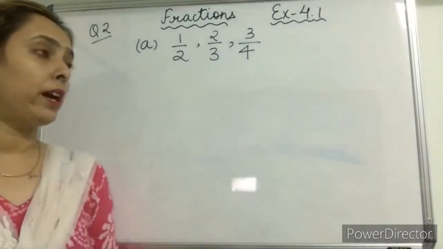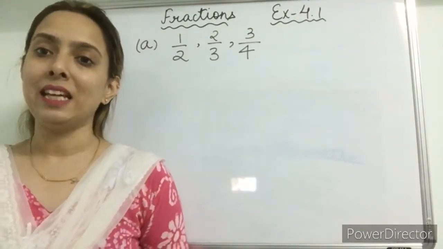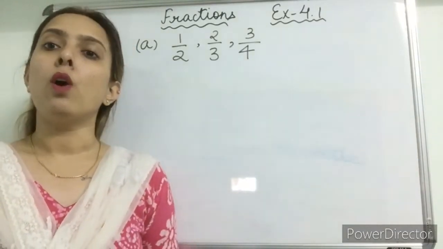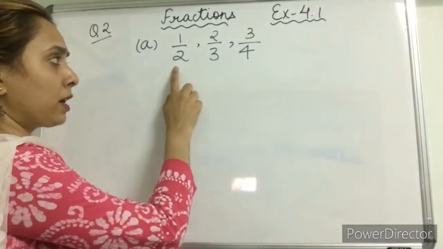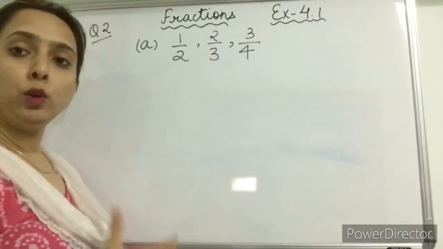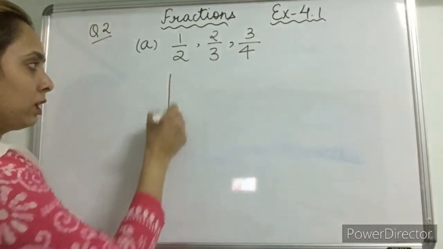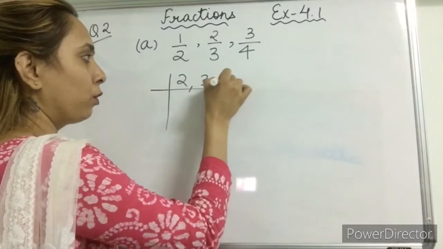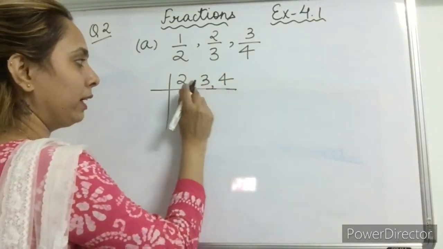So here 3 fractions are given to us. We have to find the LCM using the division method. So we will find the LCM of all the denominators. Here the denominators are 2, 3 and 4, and you know the division method of LCM. So let's start. This is the division method of LCM, 2, 3, 4. We'll start dividing.